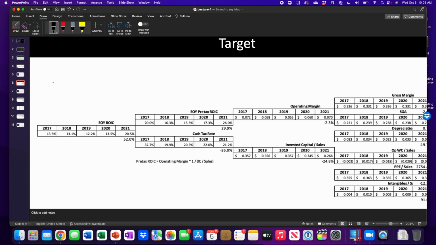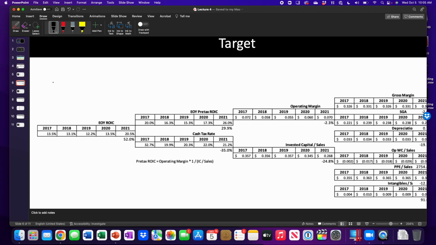Why did the pre-tax ROIC get better? First, operating margin. Operating margin went from 7.2 cents in 2017 to 7 cents in 2021. That actually should have hurt the pre-tax ROIC. So that's not why it went better. All right? Matter of fact, you can call it flat, but basically it went down by 2.3%. So it wasn't the margin at Target that caused the pre-tax ROIC to go up.